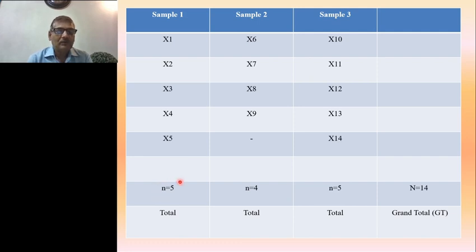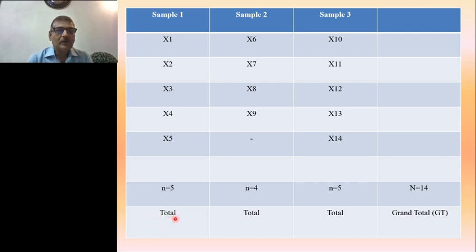Now, since there are 5 variables in sample 1, it is indicated as n equals 5. In sample 2, n equals 4, and in sample 3, n equals 5. So the total number of variables in this case is 14. Capital N indicates the total number of variables, and small n indicates the number of variables of a specific group or column.